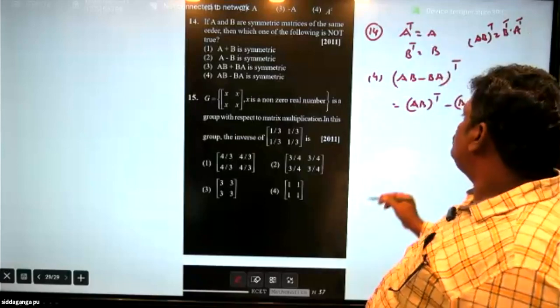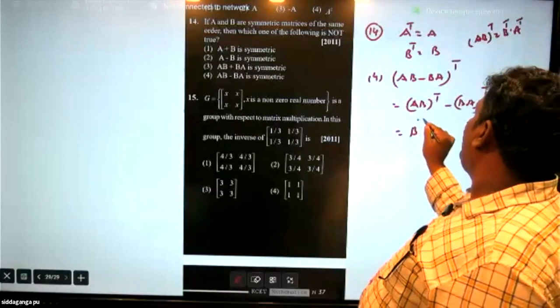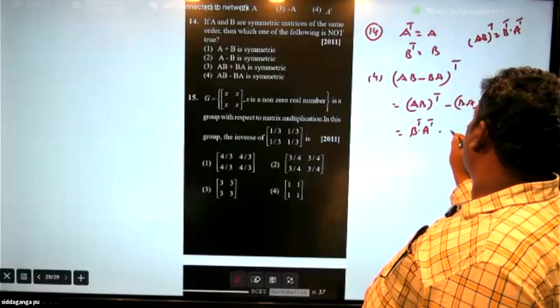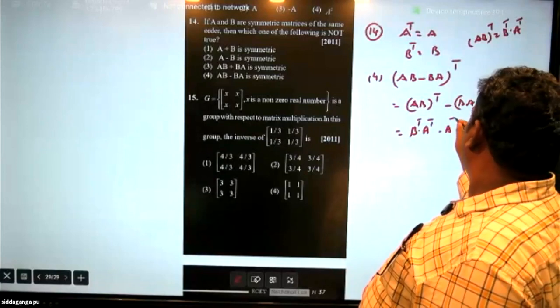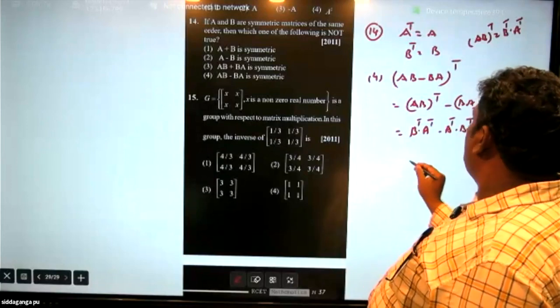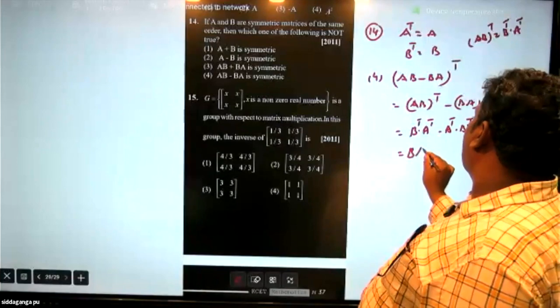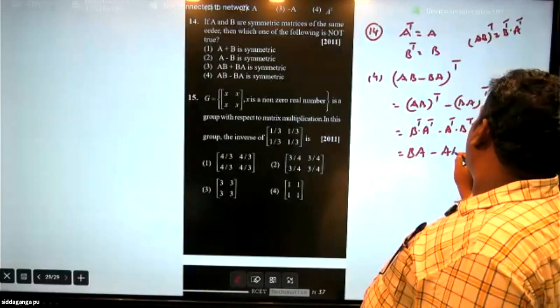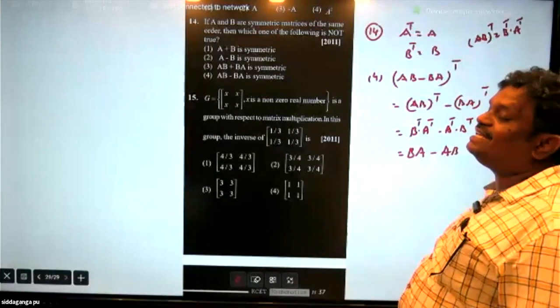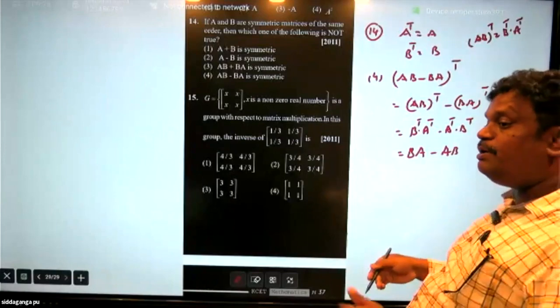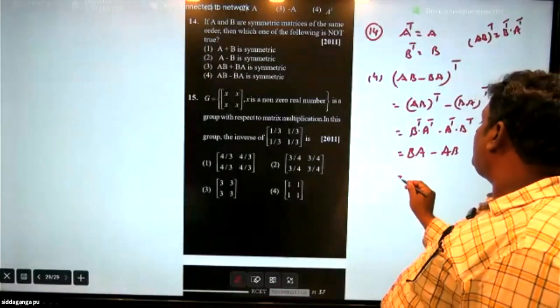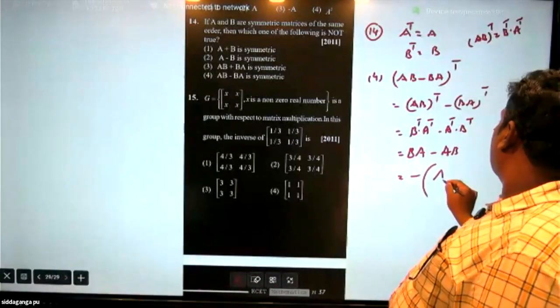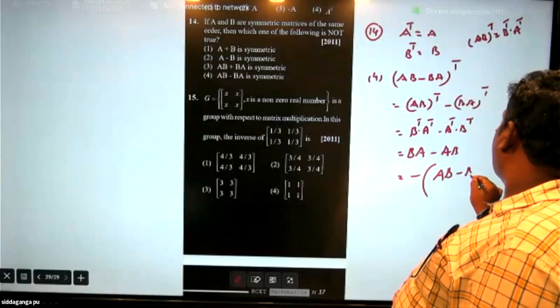It will be reversed. So what happens here, see: B transpose into A transpose minus A transpose into B transpose. B transpose is B, A transpose is A. So we get A, B. Now we can choose the value A minus B, A. But if you get the value B minus A, it is the opposite. So what I do is take minus common and get AB minus BA.